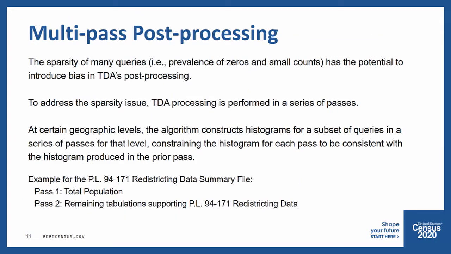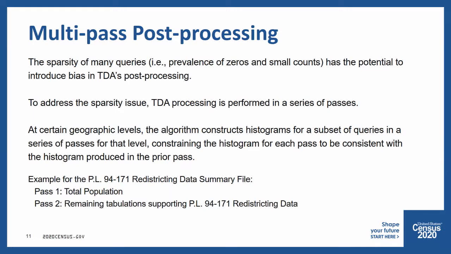Also important, again to help with accuracy and with eliminating post-processing bias, the top-down algorithm is able to use what's called multipass postprocessing. I mentioned a moment ago the issue of sparsity. There are a lot of zeros and a lot of very small counts in the cells that we're taking queries of. Those zeros and small counts have the potential to introduce bias when you do the post-processing to create internally consistent non-negative integer counts for all of your queries.